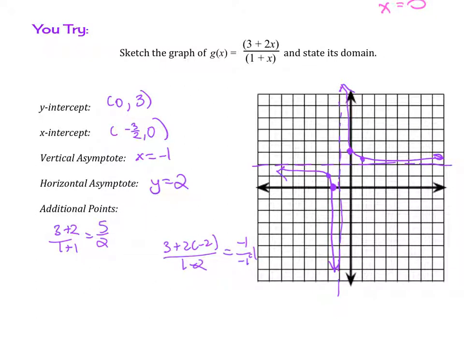If you try this example here, you would have gotten the y-intercept of (0, 3). You make this 0, and that's just 3. The x-intercept, just the zero of the numerator, is -3/2. The vertical asymptote is at -1. The horizontal asymptote is y equals 2, because the degrees are the same, so it's just the coefficient. And then you plot a couple points, and that is it for this one.